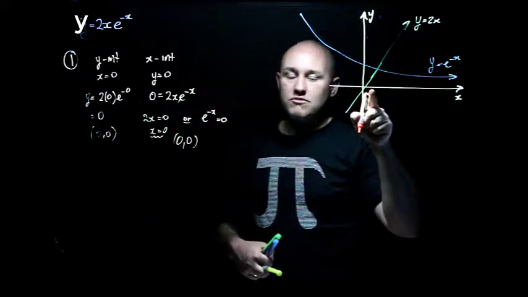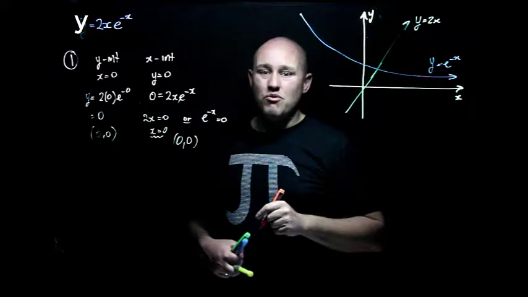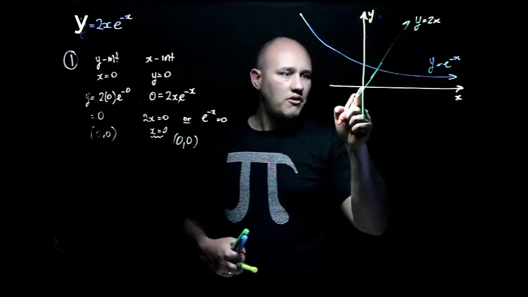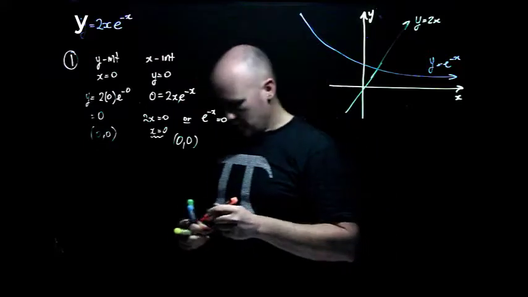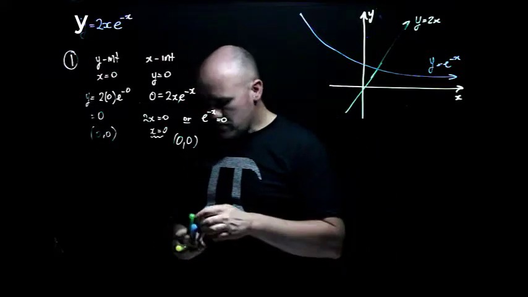So it only crosses the x and y intercepts once each, and it's at the same point, 0, 0, which I'll probably fail to hit because I did there, but anyway, we'll get to that. So there's my first thing.